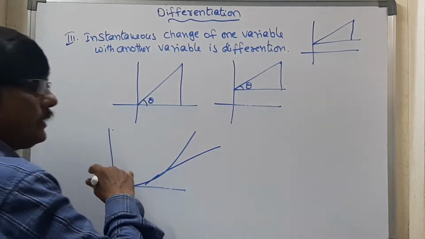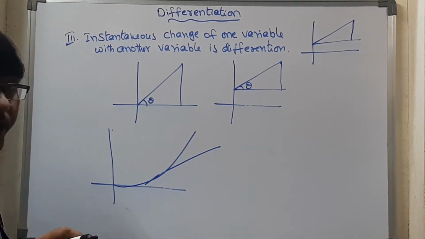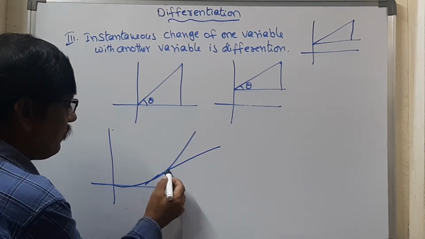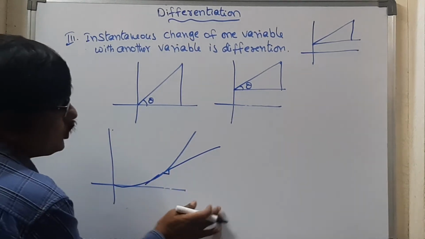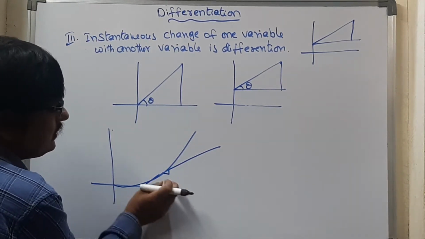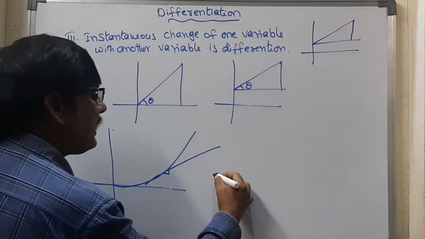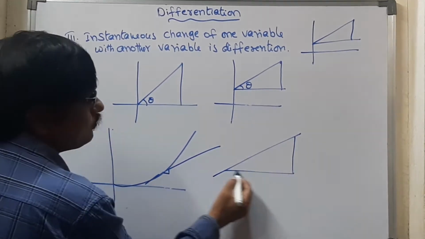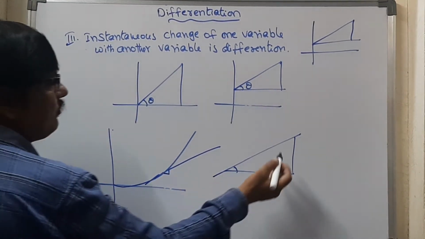That tangent we are drawing at this point is called instantaneous at that point. At this point we will make some angle here. How much is that angle? If we look at this microscopically, let us make it macroscopic, and then it appears as a straight line like this. And again this theta we will find.